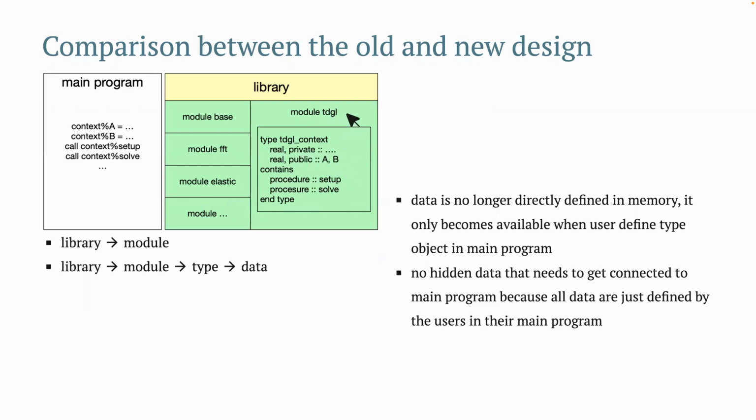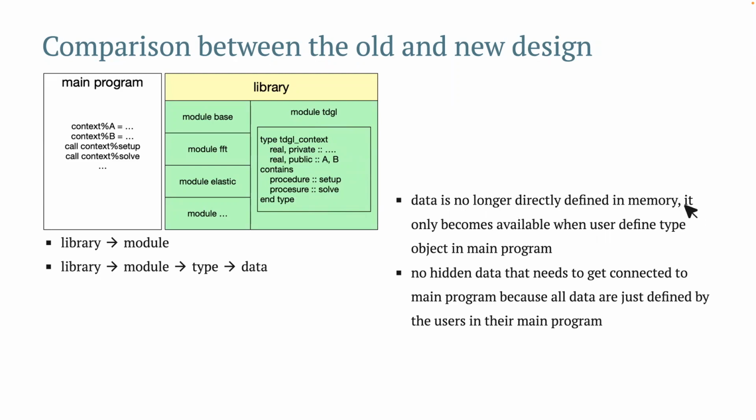Right. So for example, in this TDGL module, I just put all of the data that you need to solve a TDGL equation into this type. And in this way, the data is no longer directly defined in a module. It is defined under a type. And because it is not directly defined in memory when you compile the library.